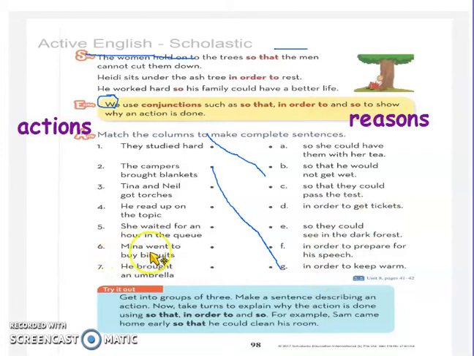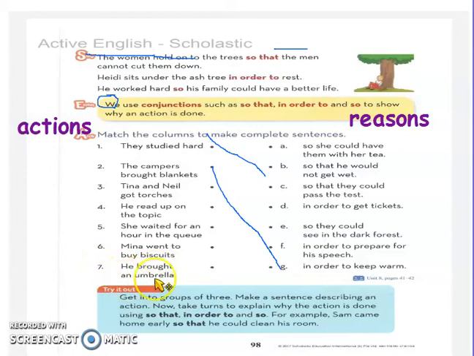Number 6. Mina went to buy biscuits. Why? So she could have them with her tea. So number 6 with A. Number 7, the last sentence.